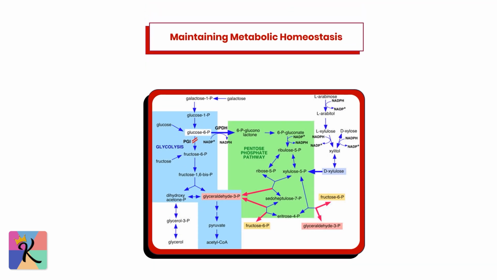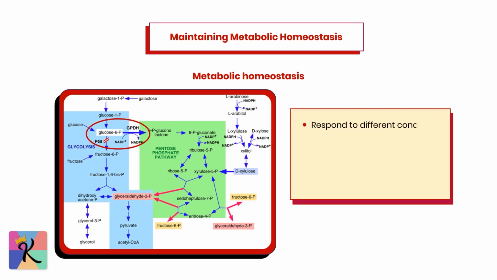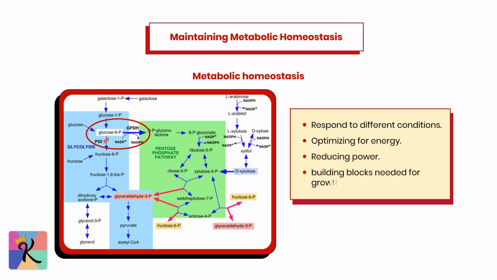Ultimately, the cell's ability to shift glucose 6-phosphate between glycolysis and the PPP is a prime example of how interconnected pathways help maintain metabolic homeostasis. This dynamic balance enables the cell to respond efficiently to different conditions, optimizing for energy, reducing power, and building blocks needed for growth and repair.